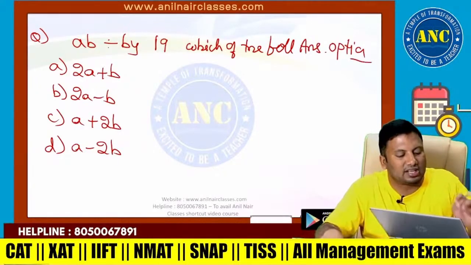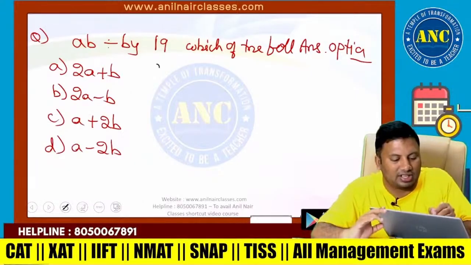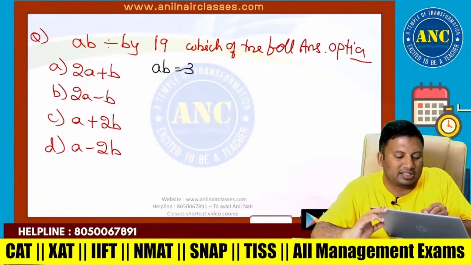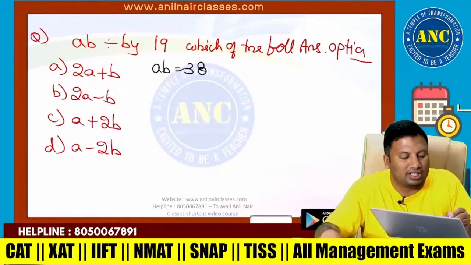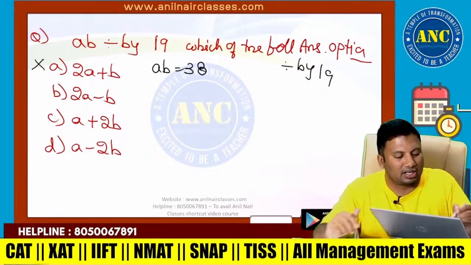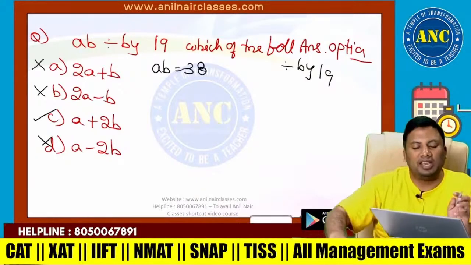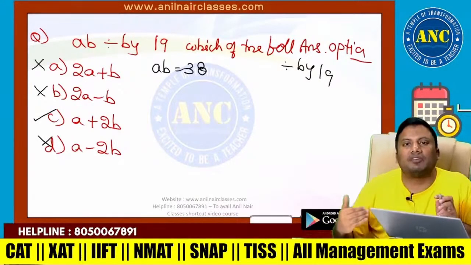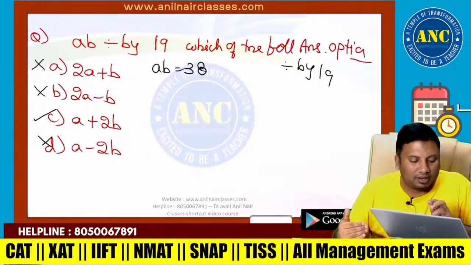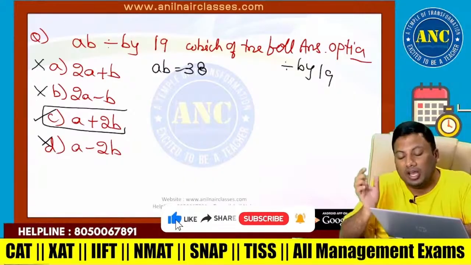You can easily substitute and check, right? AB is divisible by 19. If I take AB as 38, 2 3s are 6, 6 plus 8 is 14. It is not divisible by 19. If AB is divisible by 19, which of the following expressions is divisible by 19? A plus 2b, it is the divisibility rule.